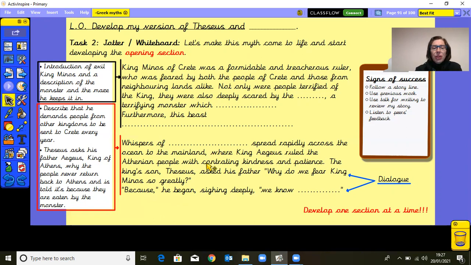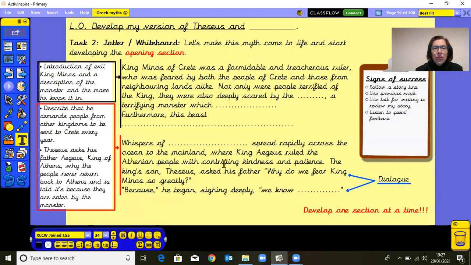So, sorry, I go back here. Contrasting. I obviously forgot the S, so I'm just going to add it now in the writing. Okay, contrasting. So, I set the scene again. I'm talking now about King Aegeus, the king of Athens, and introducing a contrast with King Minos, a formidable and treacherous ruler, whereas King Aegeus is kind and patient.